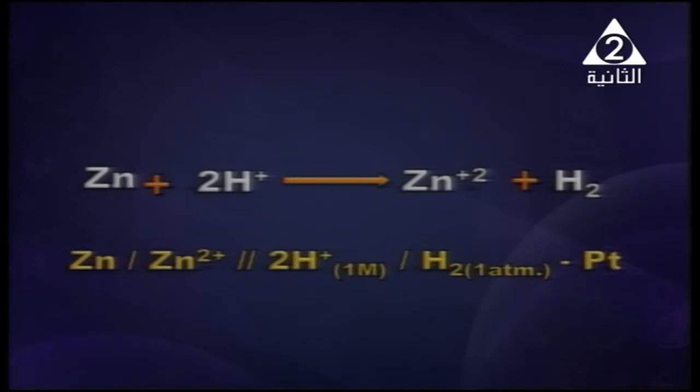Zn single bar Zn positive 2 double bar 2H positive, 1 molar, single bar H2, 1 atmospheric pressure, dash or comma, Pt. Pt must be written at the standard hydrogen electrode. You can't make a hydrogen electrode without platinum, so you must write platinum.